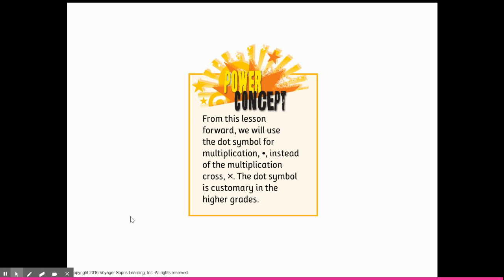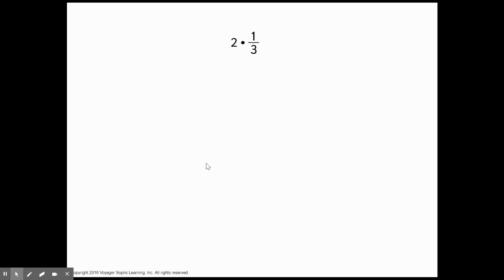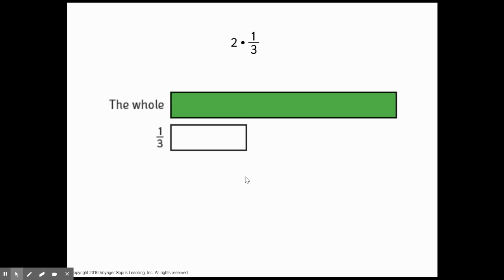We can also use rods to model multiplication problems. Let's look at the problem 2 times 1/3. We first model the whole and the unit fraction. 3 of the rods for the unit fraction must equal the length of the rod for the whole. So the white rod can be the unit fraction and the light green rod can be the whole. Then we show multiplying by 2 by using 2 unit fractions. So 2 times 1/3 is 2/3.